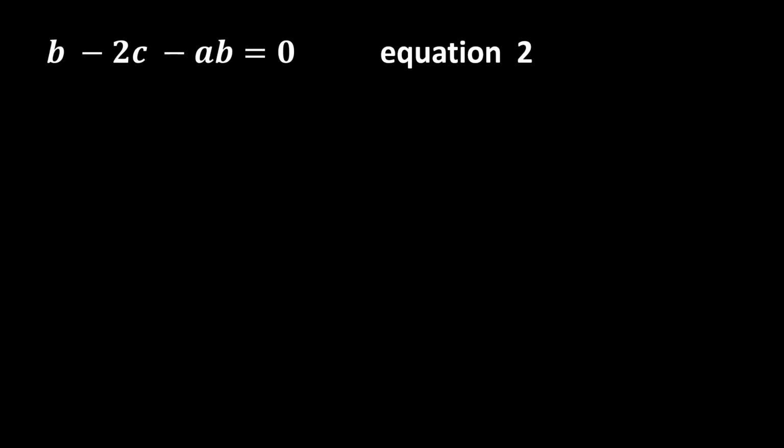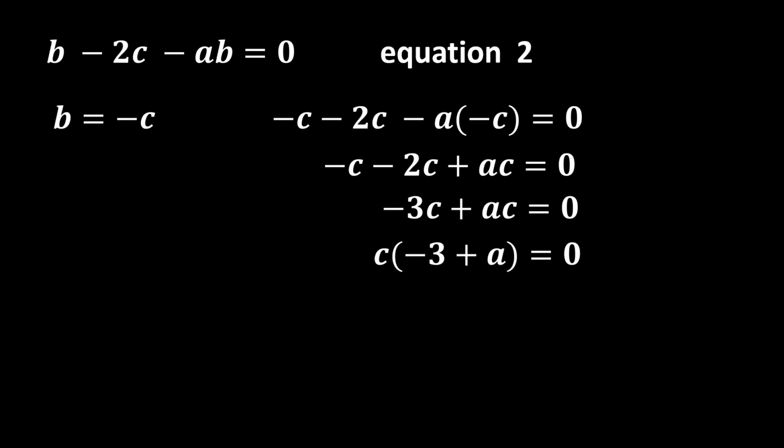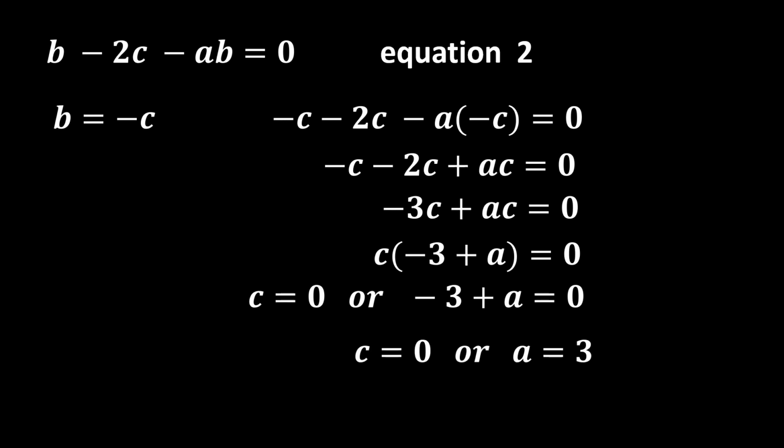Let's take a look at our second equation, and also we know that b is equal to negative c. I'm now going to substitute negative c into b. Let's multiply and simplify. So we can combine like terms, so we have negative 3c plus ac is equal to 0. I'm going to factor out c because c is a common factor. And now I'm going to equate c equal to 0 and negative 3 plus a equal to 0. And so therefore I can say that either c is equal to 0 or a is equal to positive 3.